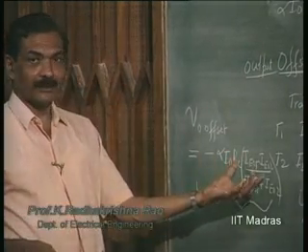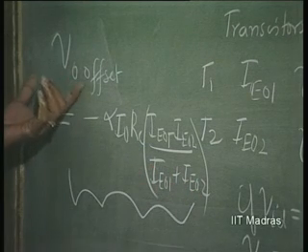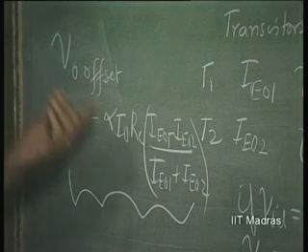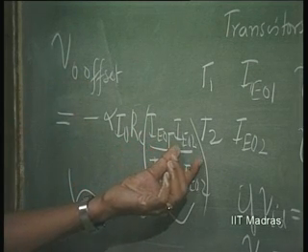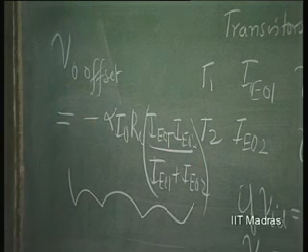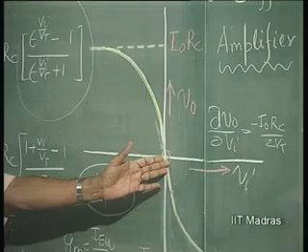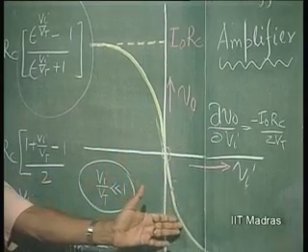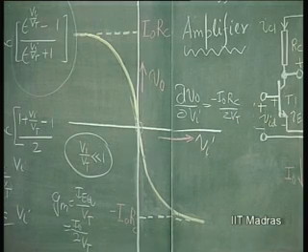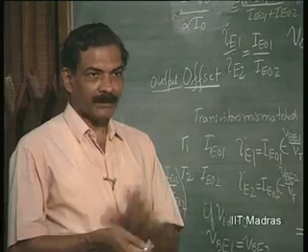So, if there is a mismatch, you can tell based on the extent of mismatch what the output offset is going to be, and our effort should be to make IE naught 1 as close to IE naught 2 as possible, so that this V naught offset is always close to 0. If it is close to 0, fine, we get the maximum gain, which we intend to have, but otherwise the gain will keep decreasing depending upon the offset. Therefore, the offset itself is not a serious problem, it can be compensated. It is a constant voltage.